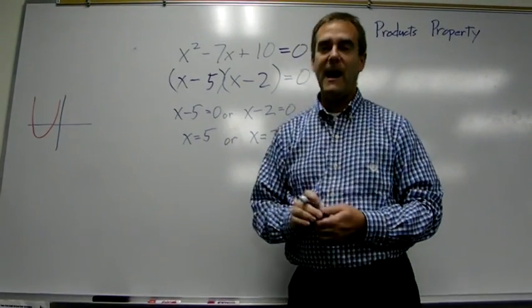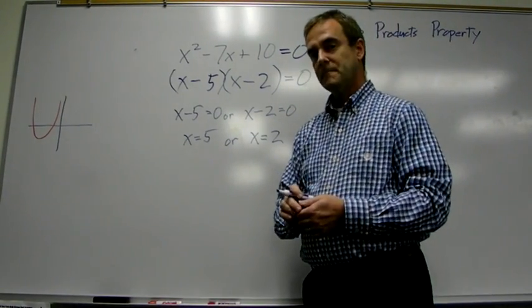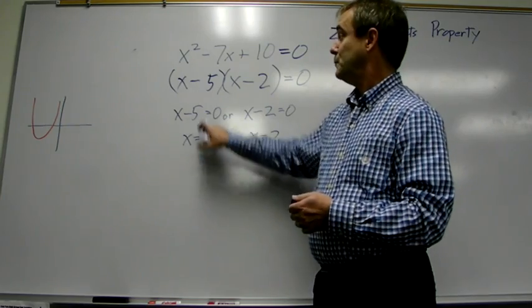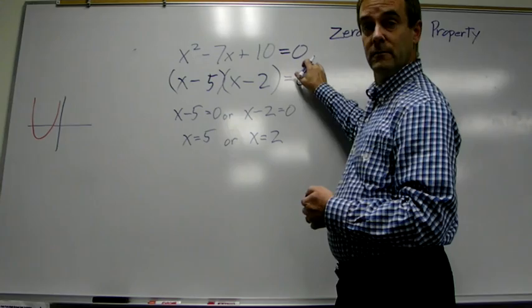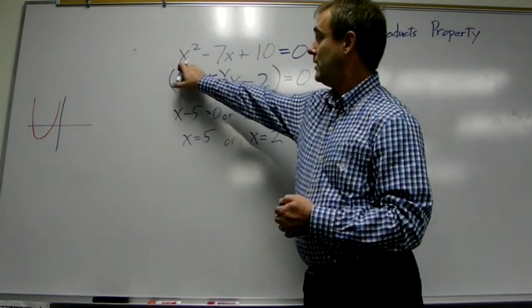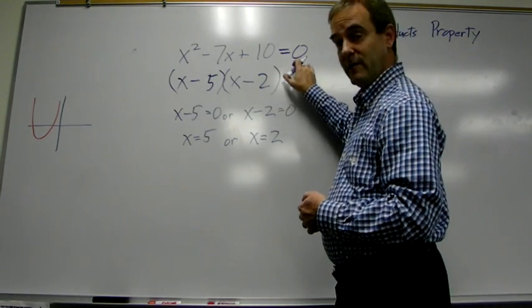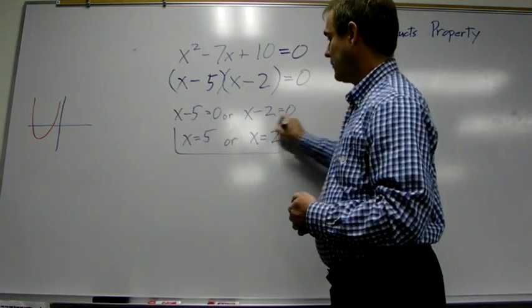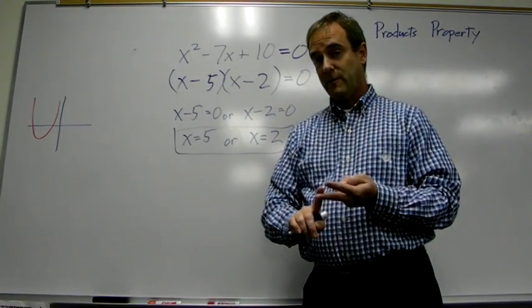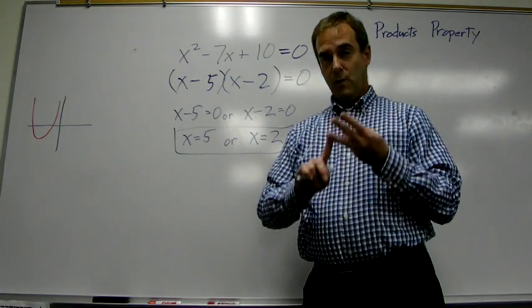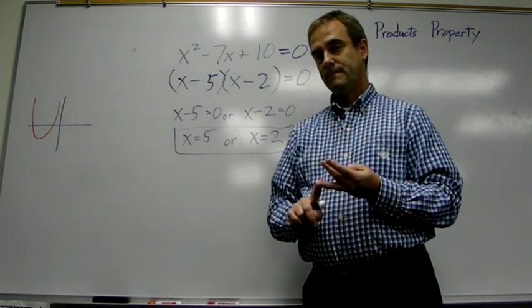x can't be both 5 and 2 at the same time. But if x was 5 and you plugged it into this function, you'd get 0. Or if x was 2 and you plugged it into this function, you'd get 0. These are your two solutions. Factor, set each of the factors equal to 0, and solve to find out what each value of x is.